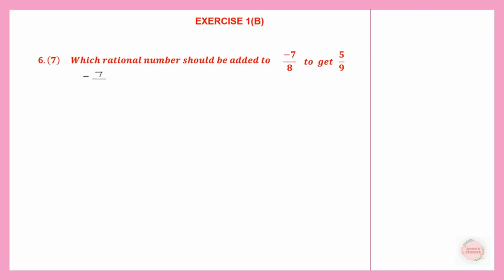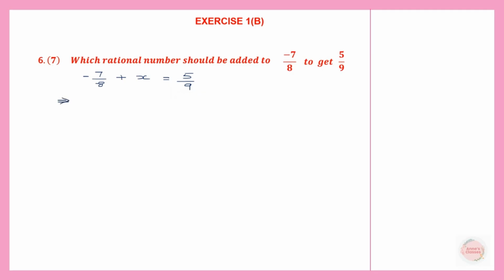So let's write minus 7 by 8 and let that unknown rational number be x. So what should we add to minus 7 by 8 to get 5 by 9? This is the question, and that unknown rational number we're going to consider to be x. Now this is in the form of an equation. So we're going to solve this linear equation.